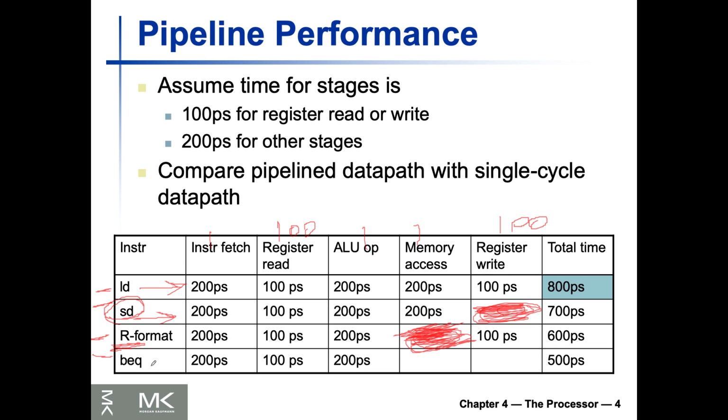And for branch, we also don't need to access the memory and write back. We just have to decide at the end of the ALU if you want to branch or not, whether the branch is taken or not. So in a sequential manner, it would take 800 ps for a load, 700 for store, 600 for an ALU type format, and for branches it would take 500. Okay, so now let's make it pipelined and see what's going to happen.